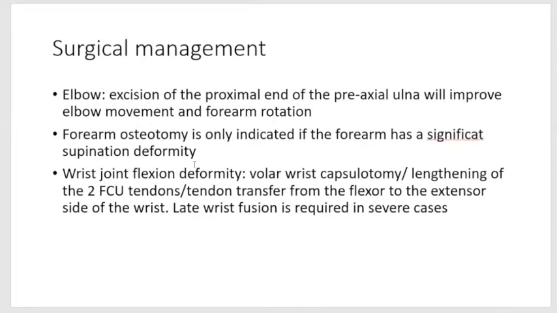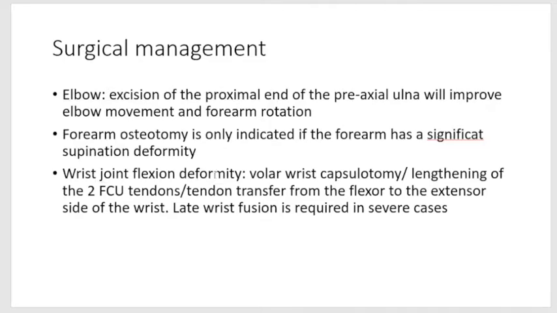Now, surgically, you have to think of what to do with the elbow. Of course, you have limitation of forearm rotation and limitation of elbow movements because of that anatomy. And that's standard, and most of us will do the same. Excision of the proximal end of the preaxial ulna will improve movement and forearm rotation. Now, forearm osteotomy is only indicated if the forearm has a significant supination deformity. In my cases, as I said, I didn't have to do that because they were all in pronation.